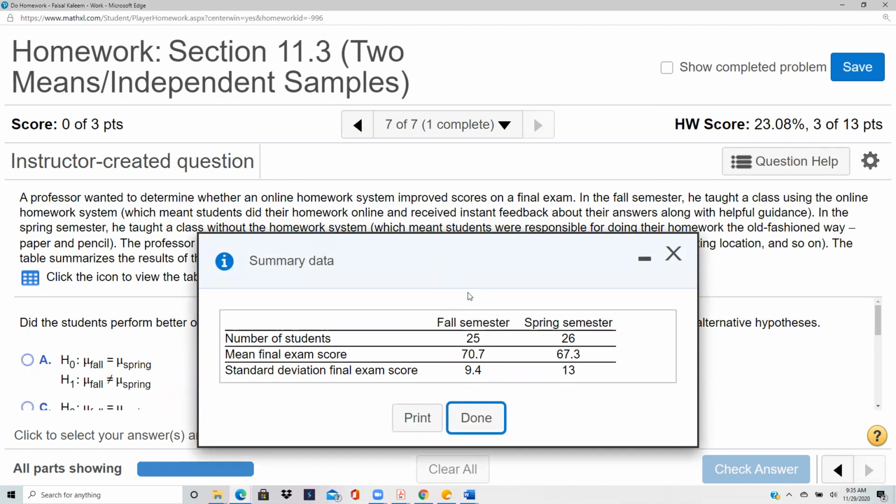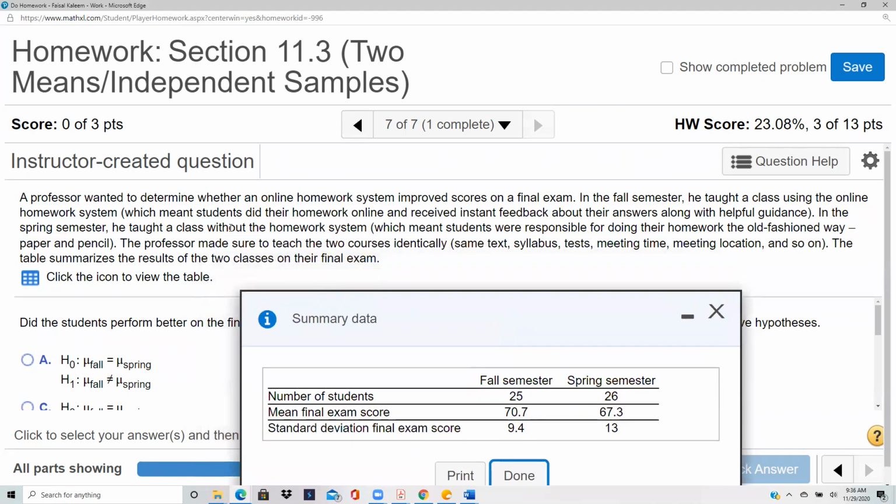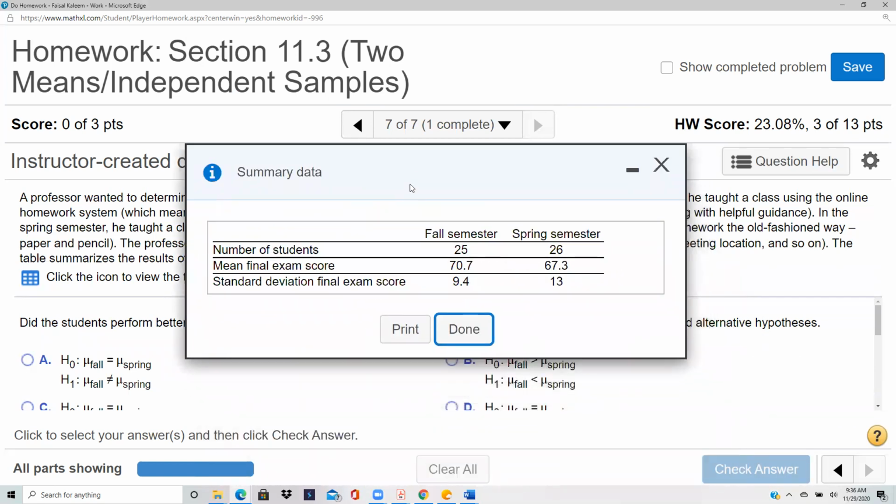So the professor wants to determine whether an online homework system will improve the scores. So the online system was used in the spring semester. So we want to see whether the spring scores are greater than the fall scores. So spring is greater than fall.